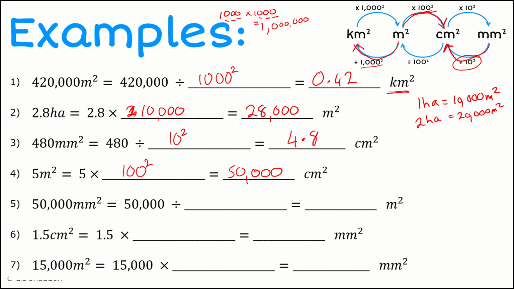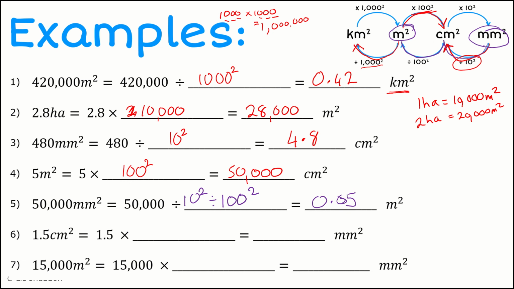Number 5, I've got 50,000 millimetres squared, and I need to convert that to metres squared. I want to go from millimetres squared all the way up to metres squared, so I need to divide by 10 squared and then divide by 100 squared. When I work that out, that is going to give me 0.05 metres squared.